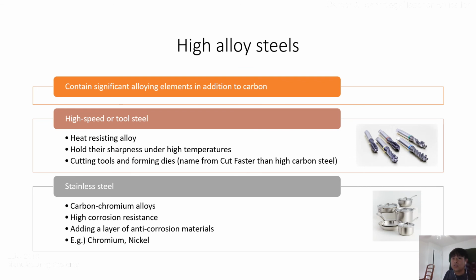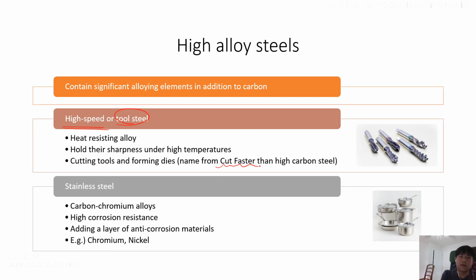And there are other types of high alloy steel. With carbon, the iron has more different types of alloy, different types of metal added. The first example is high speed or tool steel. We call it high speed steel because of the name from this one.